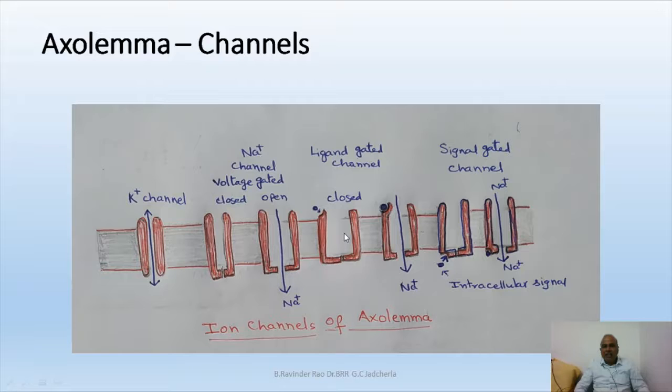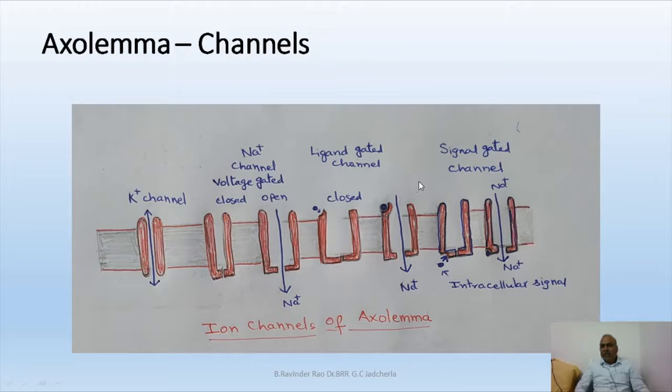Friends, you see the third type of channel here. This is a channel that remains closed. Why? Because here there is a site. This site is meant for a chemical. When this chemical comes and sits here like this, it will open. So this channel is called a ligand-gated channel. So leakage channel is for potassium, voltage-gated channels are for sodium, and ligand-gated channels may be there for calcium or for some other material, and they are there in the synaptic region for sodium also.